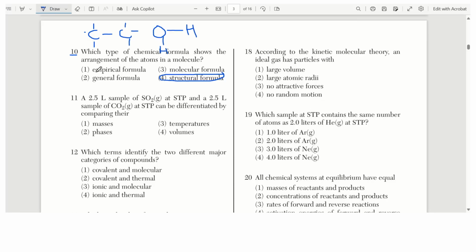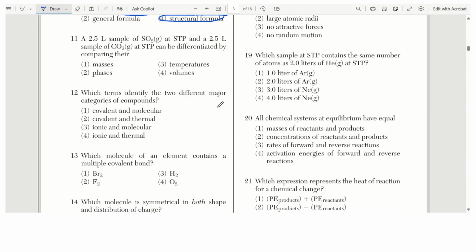Okay. Empirical is the reduced to lowest terms. Molecular shows you exactly which atoms are in the molecule, but not how they're connected, how they're arranged. Okay.